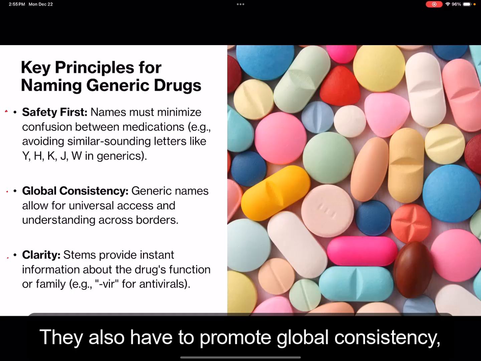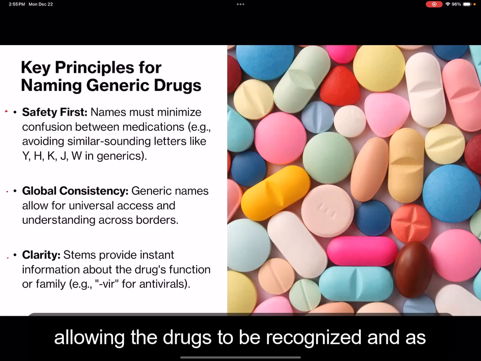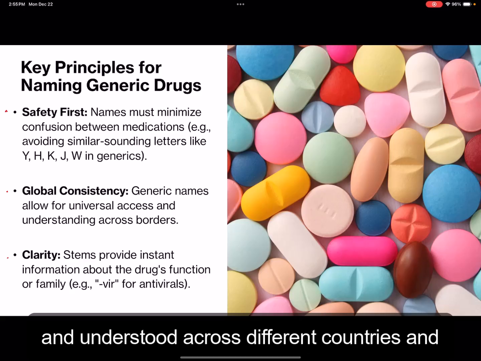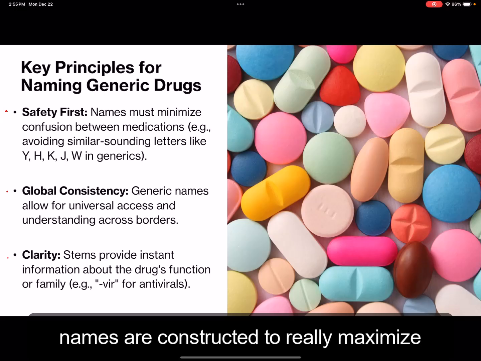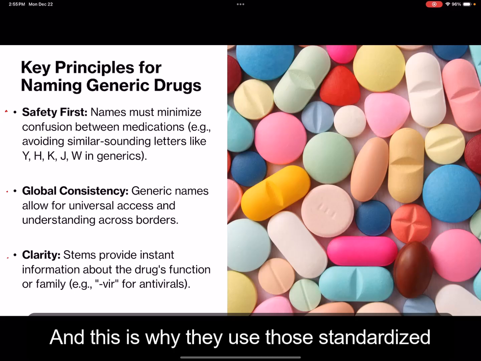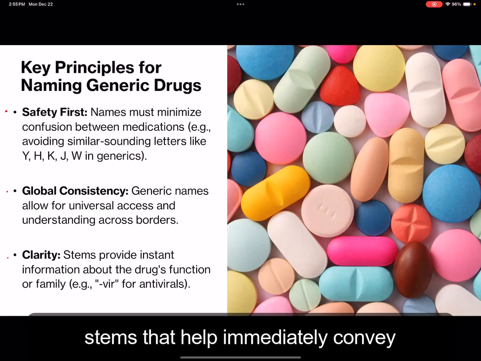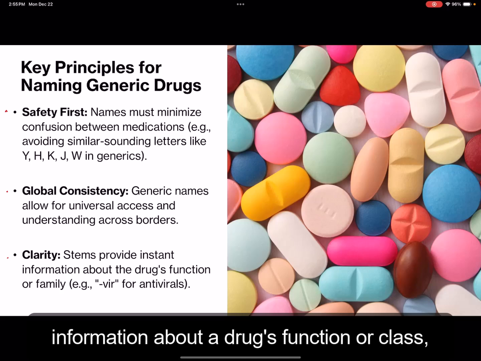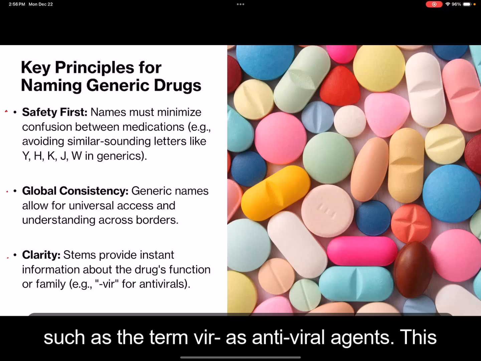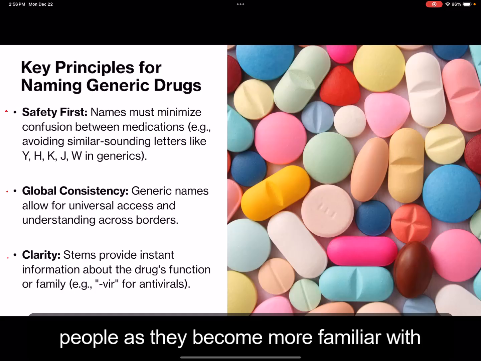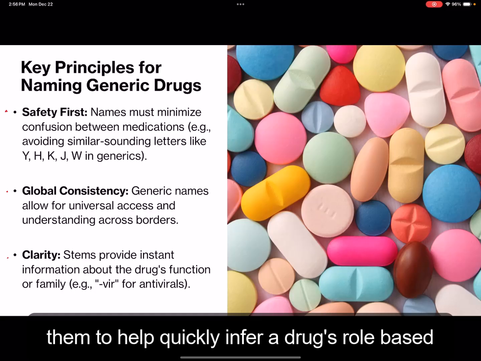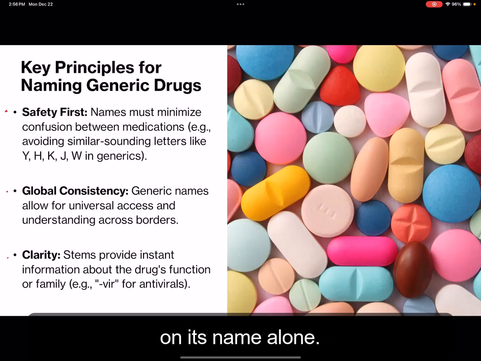They also have to promote global consistency, allowing the drugs to be recognized and understood across different countries and different healthcare systems. And finally, generic names are constructed to really maximize clarity. And this is why they use those standardized stems that help immediately convey information about a drug's function or class, such as the term VIR for antiviral agents. This will help clinicians and scientists and lay people as they become more familiar with them to quickly infer a drug's role based on its name alone.